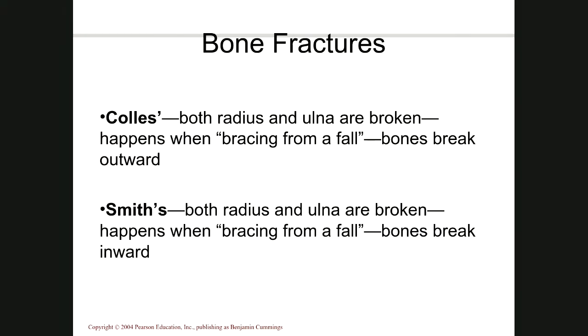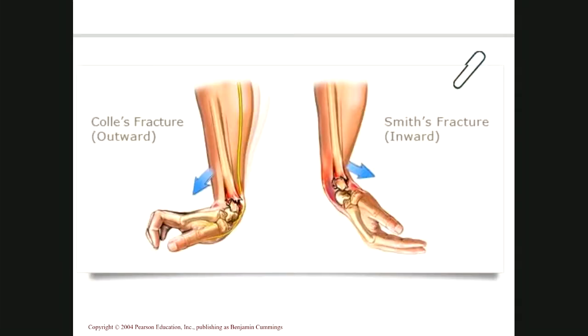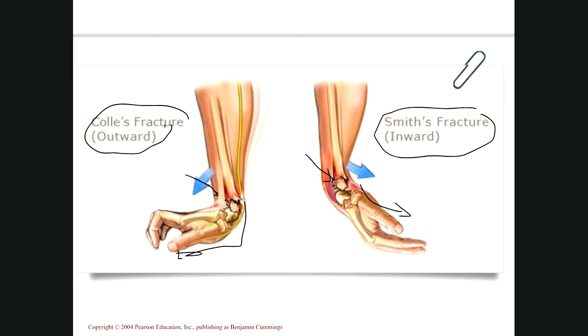Again, some things are so common, they have their own name. One of the things that happens when people fall down is they put their arms out to catch their weight, and it breaks these two bones in the lower arm. Well, depending on if your hand is like this when you fall, or if your hand is like this when you fall, you get different fractures. You can have an outward fracture, or you can have an inward fracture. They each have their own name.